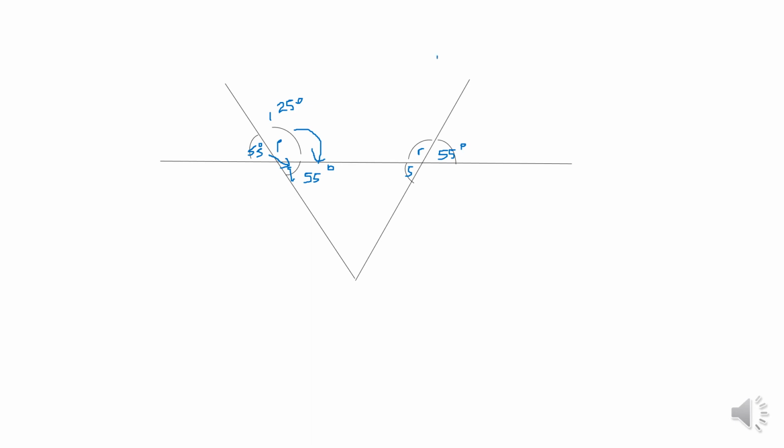If I come to this side and I have to find the value for R and S, I know that S is going to be 55, vertically opposite angles. And R is going to be 125. Why? Angles on a straight line are equal to 180 degrees.